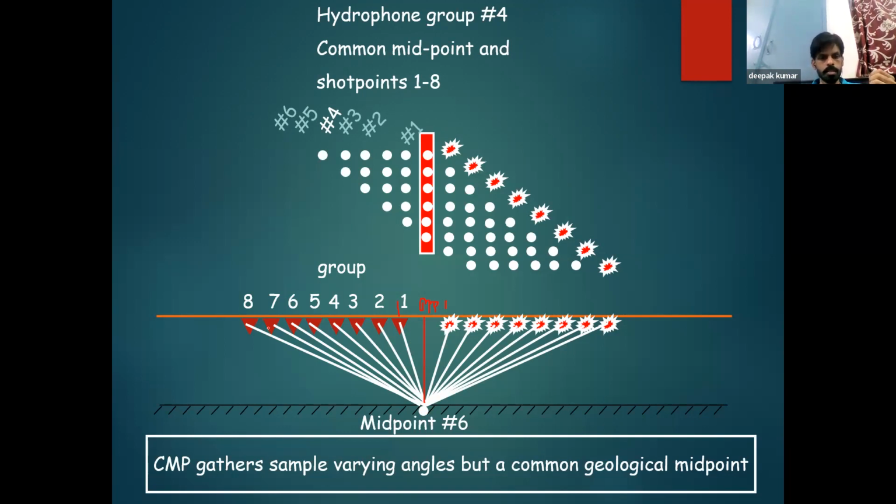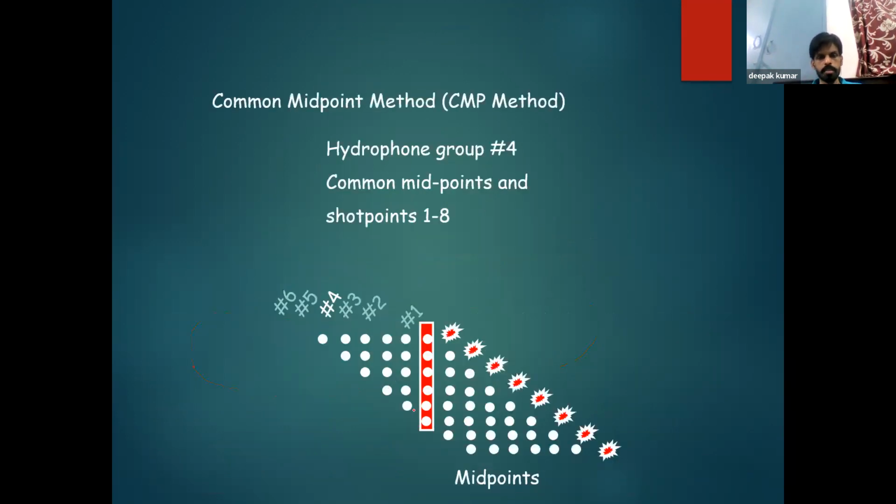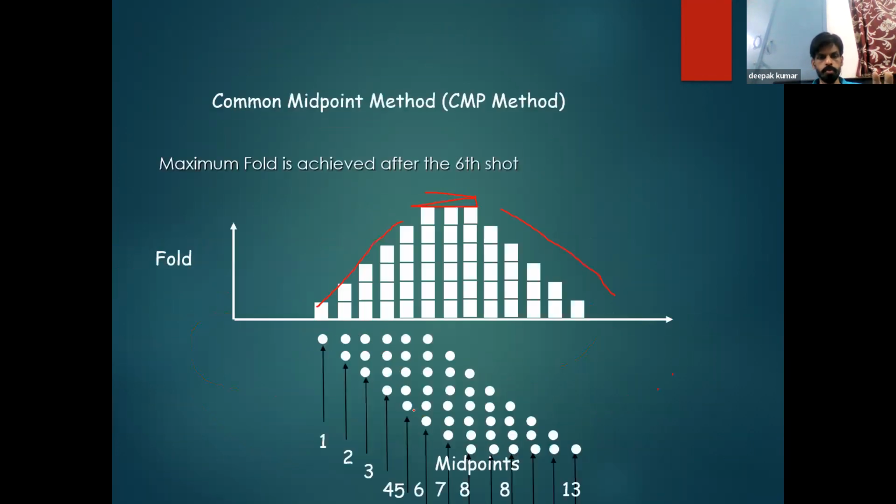So what happens? The geophones will always remain the same, and as the shot point moves, the geophone is also moving. So in that scenario, there will be a common midpoint corresponding to each shot point and each geophone. Okay, so if this is clear, I'll move to the next slide. Let me show you with one example.